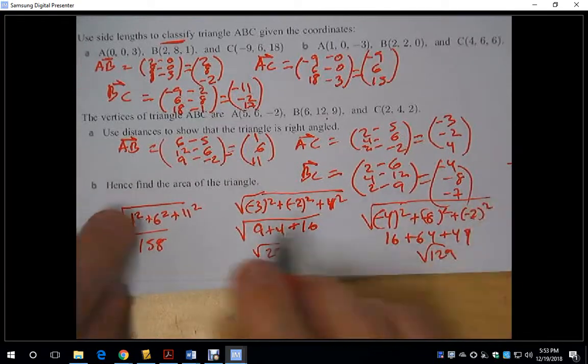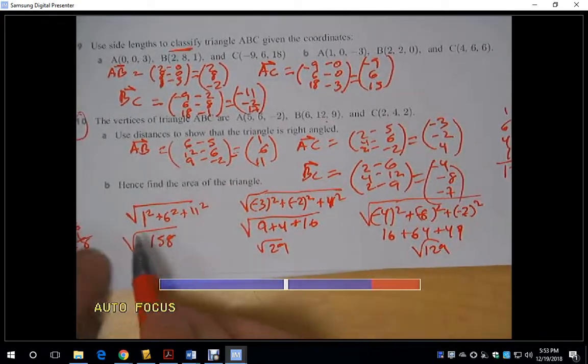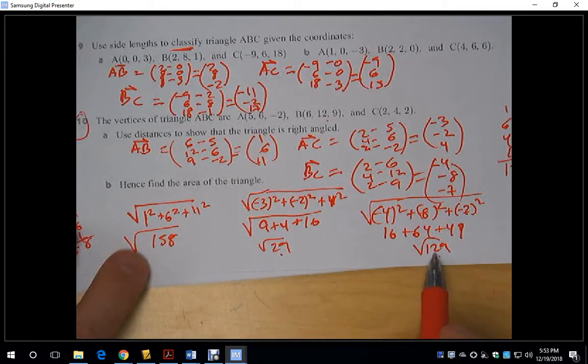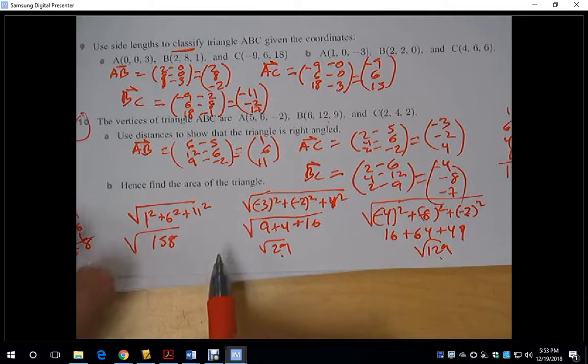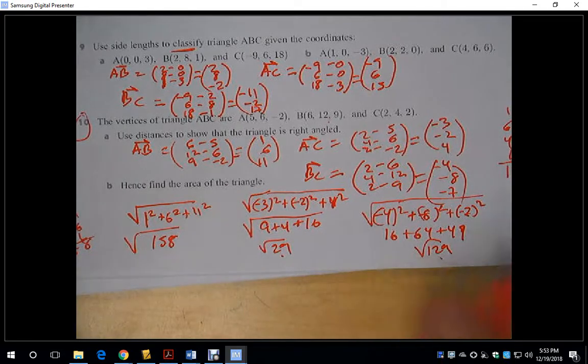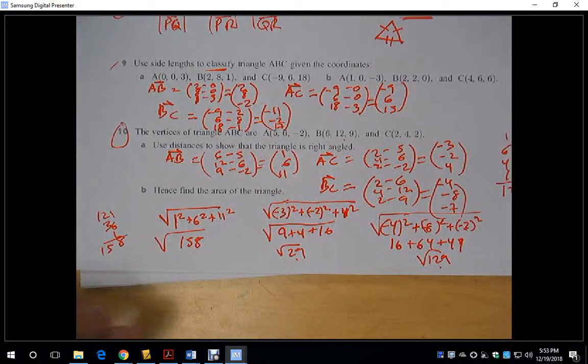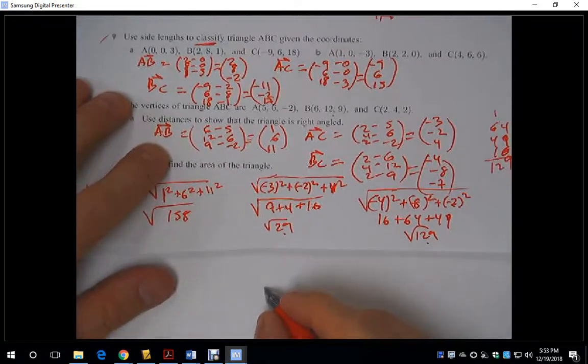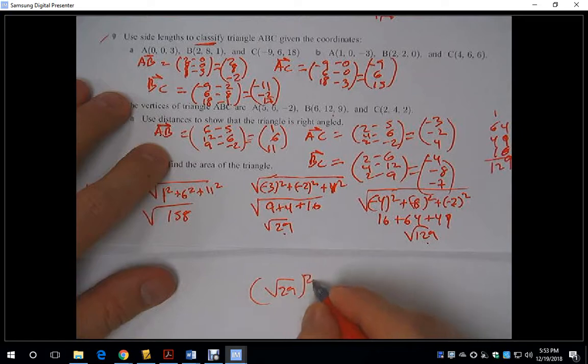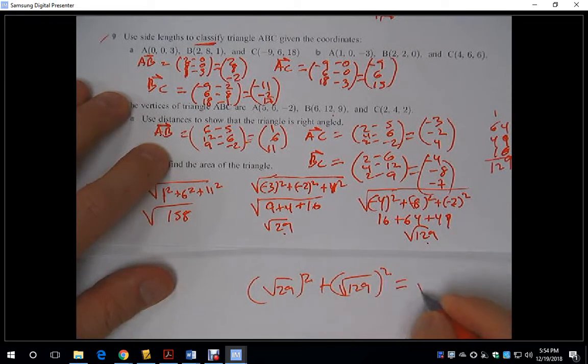Now, if this is a right triangle, and these are all my lengths of this right triangle, then shouldn't it be true that a short side squared plus a short side squared should equal the longest side squared? So the question is, is this true? I'm running out of room, so I'll just use another piece of paper. The square root of 29 squared plus the square root of 129 squared, does that equal the square root of 158 squared?